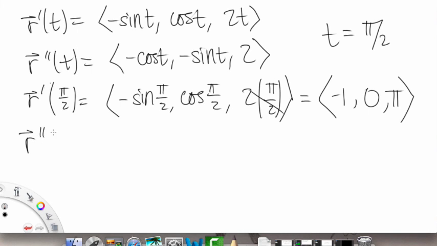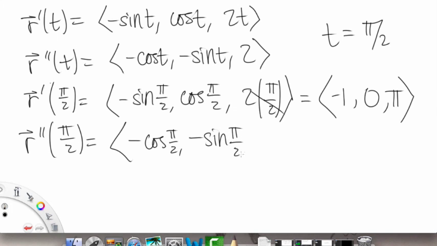So now let's find the same thing for the second derivative. We plug in pi over 2 for t. And now we have negative cosine pi over 2, negative sine pi over 2, and just a 2. That's still there.